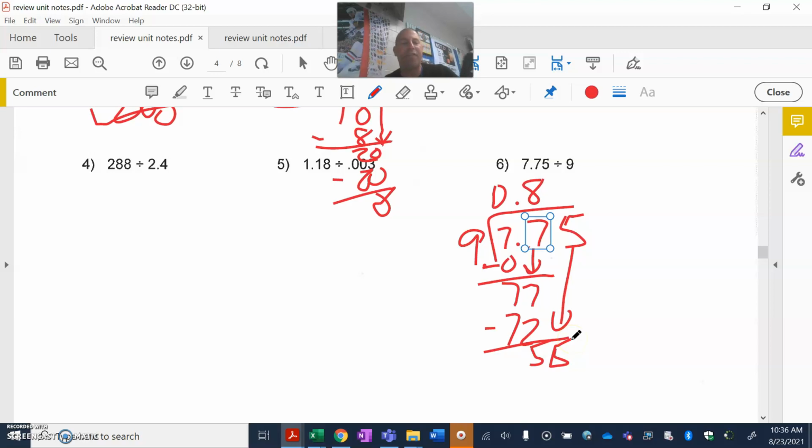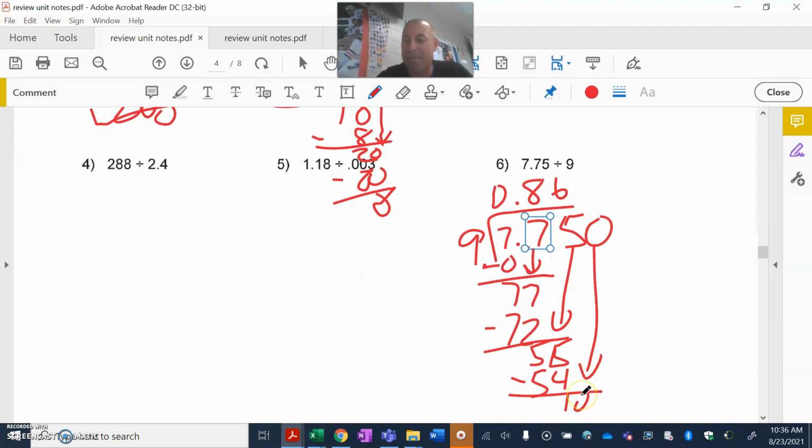I see a 55. How many groups of 9 can we pull out of 55? Well, 6 of them? Yes. Cha-ching. That gets us to 54. Okay? Keep it going, people. Subtract, I get a 1. I've already got my decimal there. I can add my 0. I can bring it down. I see a 10.